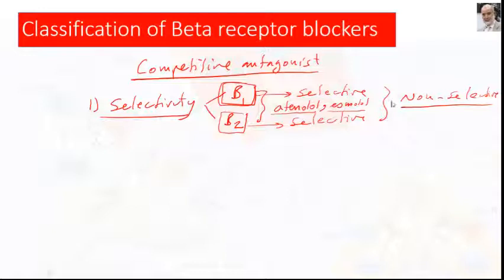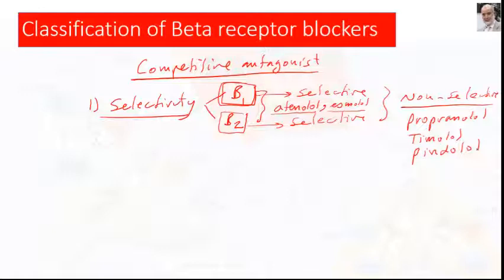Okay. Non-selective beta blockers, which block both beta-1 and beta-2 receptors, the most famous is propranolol, which is the prototype of beta blockers and is commonly used. Others include timolol, which is used for treatment of glaucoma, and pindolol. There are many other examples, but these are the most famous.